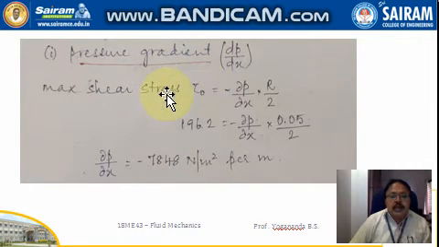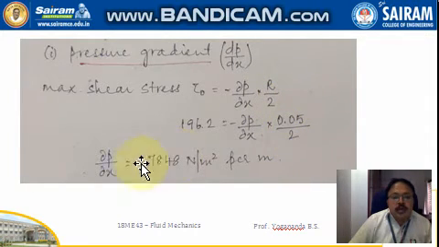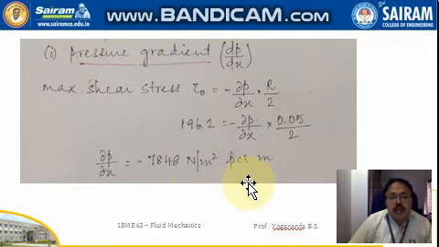Now the pressure gradient, so that is del P by del X. So the maximum shear stress equation is given as minus del P by del X into R by 2. So the shear stress is given, so that is 196.2 Newton per meter square, that is substituted here. So pressure gradient del P by del X to be found out. Radius is 0.05 meter divided by 2 here. So now pressure gradient is minus 7848 Newton per meter square per meter.